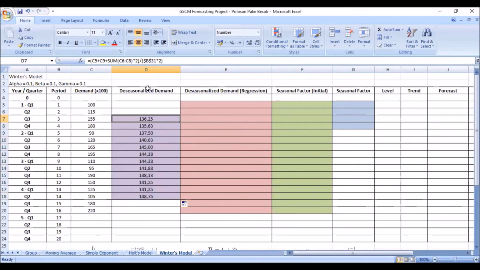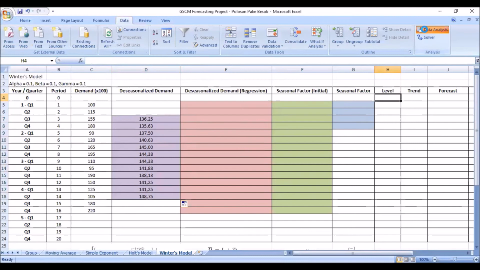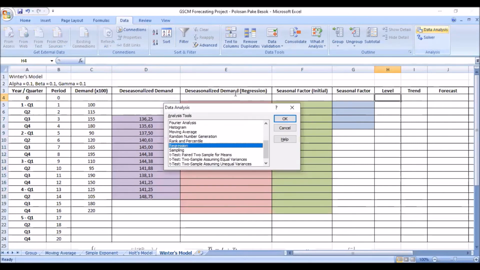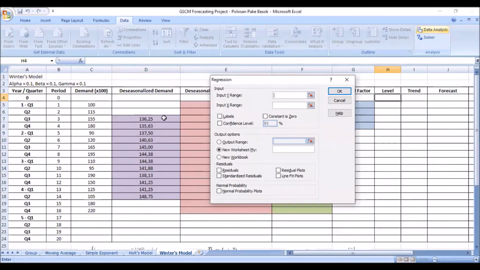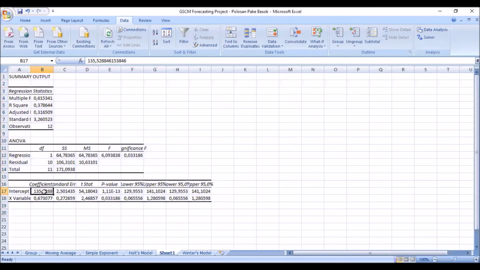After we have found all of the seasonalized demand, we're gonna find the level and trend using this data by using the data analysis again in Excel, and we're gonna run the regression again. The y-axis is the seasonalized demand only, and this time it's not the demand, because we're just gonna use seasonalized demand to find the regression of the initial level and trend, and we're just gonna use the corresponding period of the seasonalized demand as the x-axis. And I'm going to click OK, and then there you have it.